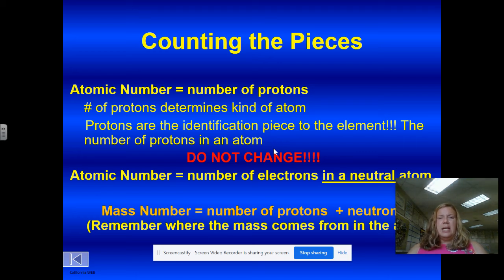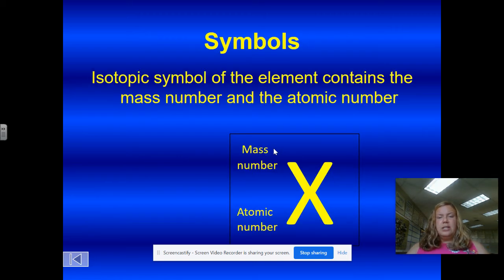The reason we can use the actual number of protons or neutrons is because each of them weighs 1 atomic mass unit, which helps us to determine sizes and amounts and so forth. So let's do a couple of practices here with some symbols. This right here is what we call an isotopic symbol. In this isotopic symbol, you'll always see the mass number written in the upper left, and the atomic number written in the bottom left of the actual symbol of the atom.